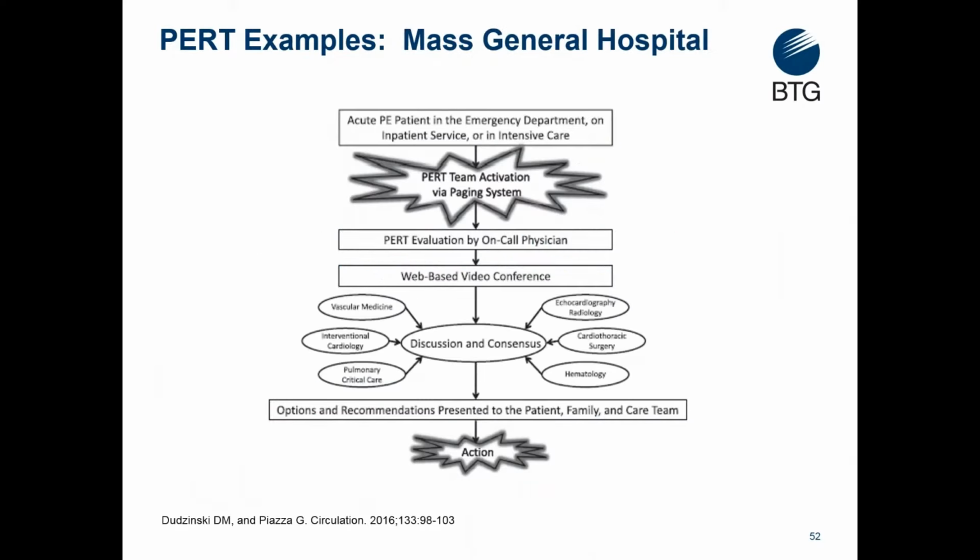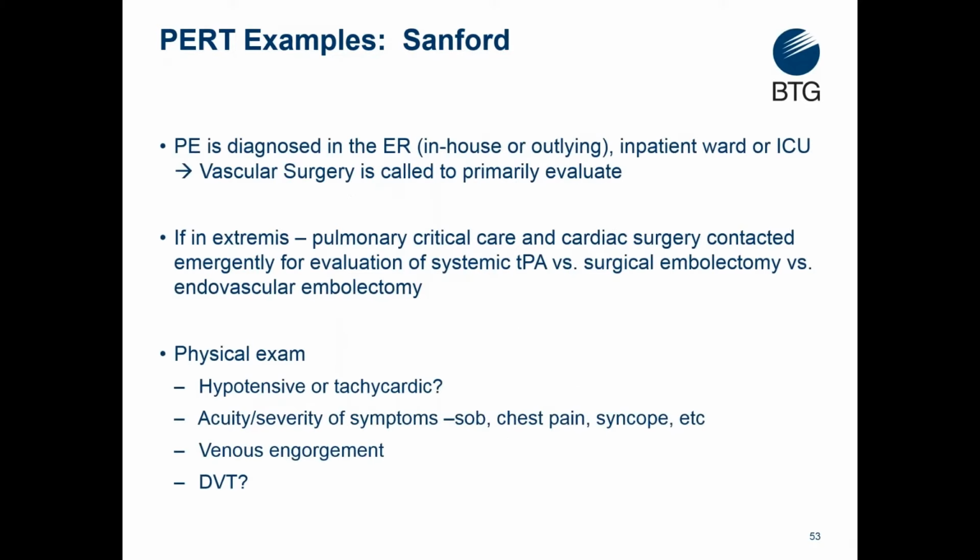So this is an example here with Mass General, a PE team in the ER. The team is activated, evaluation by the primary on-call physician, gathers information. They do a web-based video conference. You get all the specialists on there, discuss the evidence and the results, come to a consensus, and then those options are presented to the patient, the patient's family and the care team, and then action is taken.